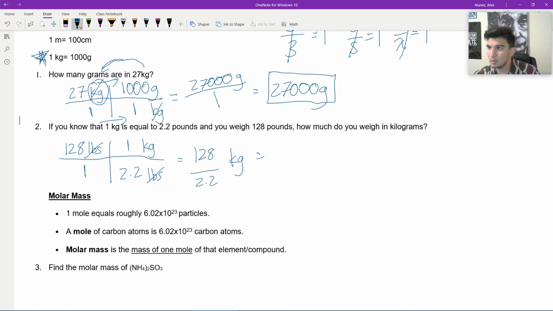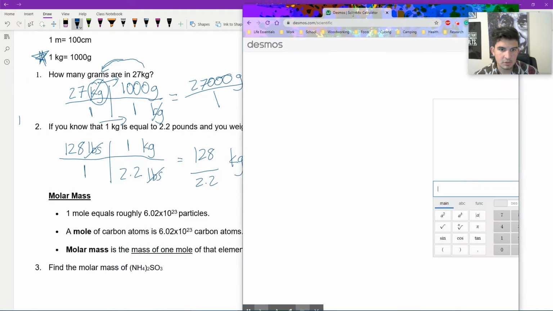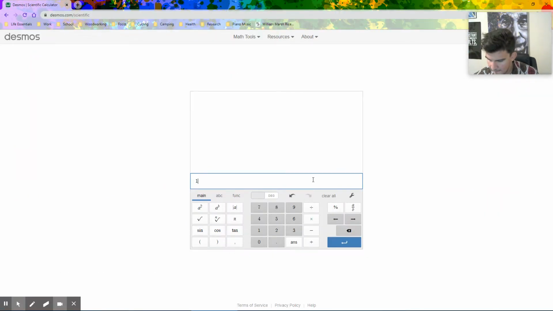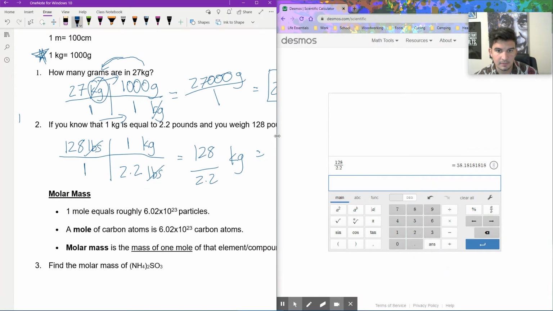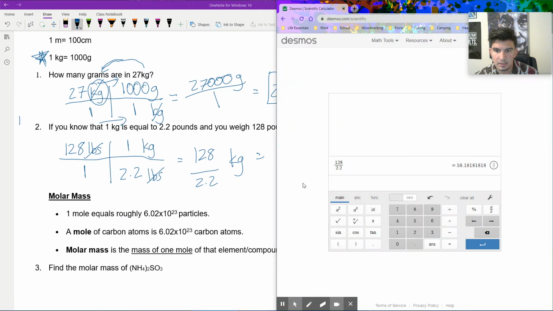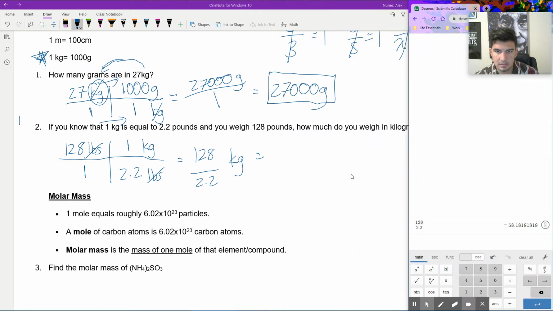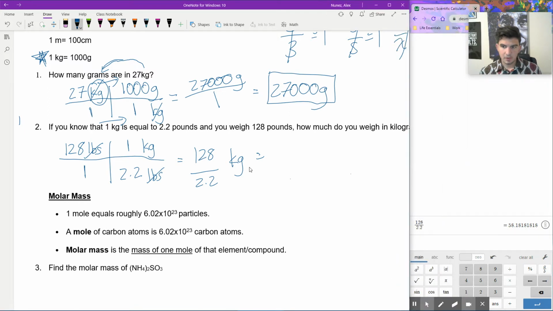And at this point, I'm going to need to go ahead and grab a calculator because I can't do this one in my head. So 128 divided by 2.2 would give us 58.18. And that is how we are going to solve these. So 58.18 kilograms is the same thing as 128 pounds.